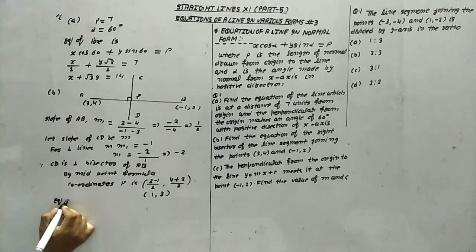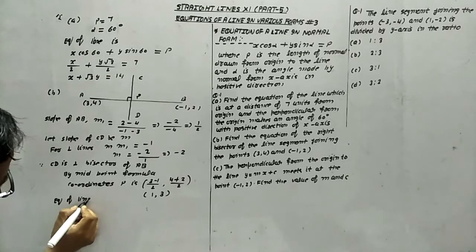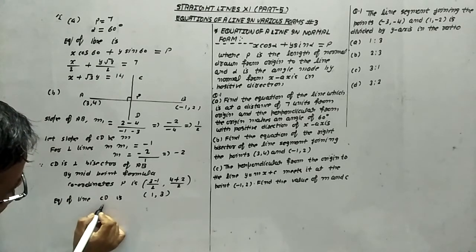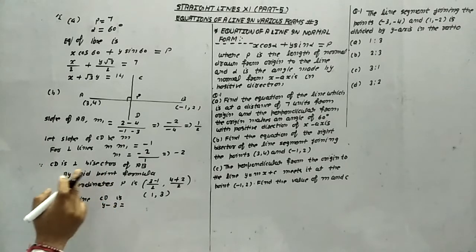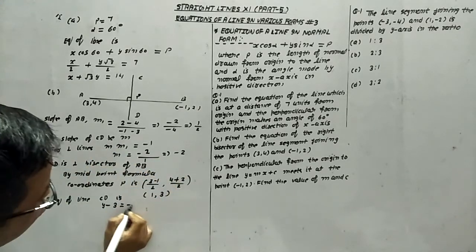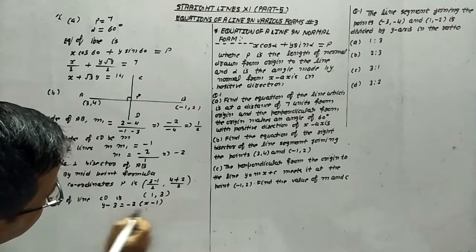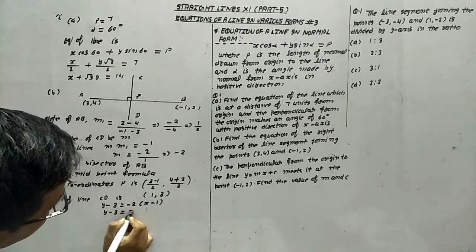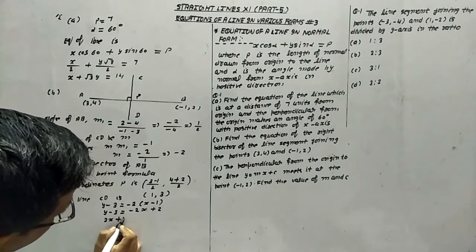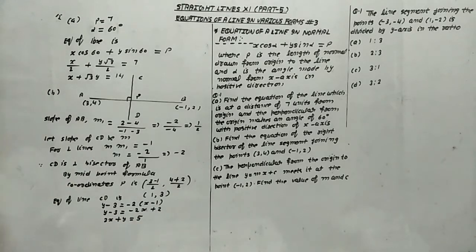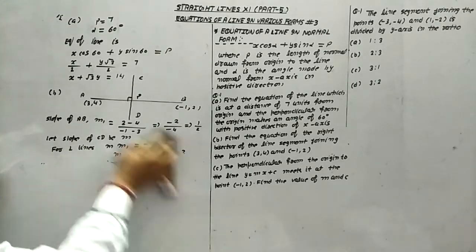Therefore the equation of line CD is y minus y1 equals m times (x minus x1). The slope of the perpendicular line is minus 2. It means y minus 3 is equal to minus 2x plus 2, which means 2x plus y is equal to 5. And this is the answer for this part.